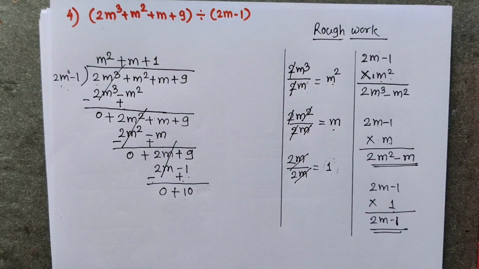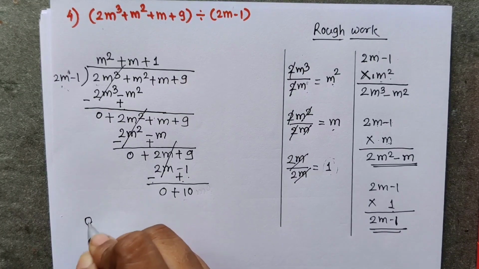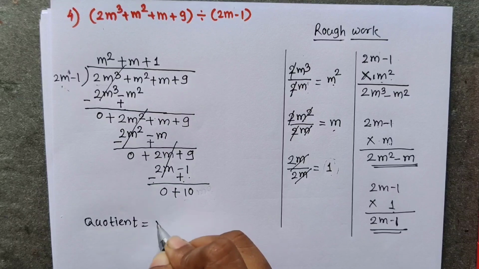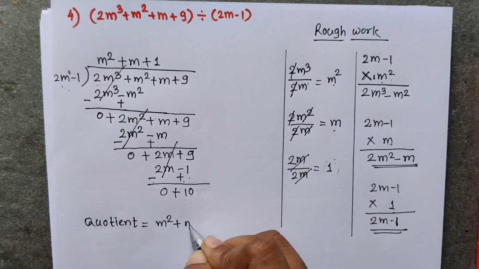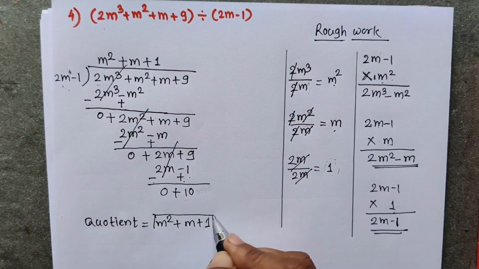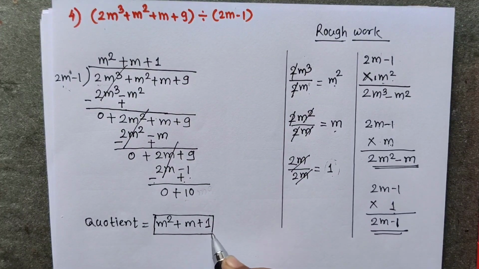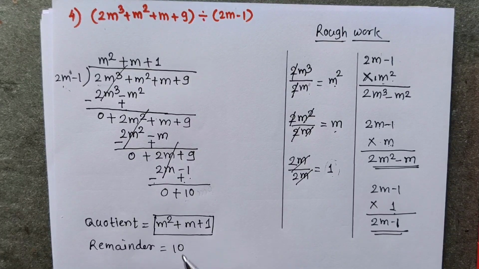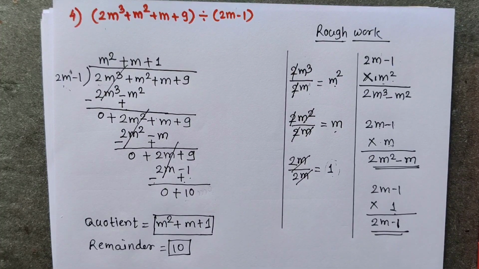So write the quotient and remainder now. Quotient is equal to m square plus m plus 1. M square plus m plus 1 is our quotient, and our remainder is plus 10. Plus 10, plus sign we don't put, so it is 10. So in this way we can solve this sum.